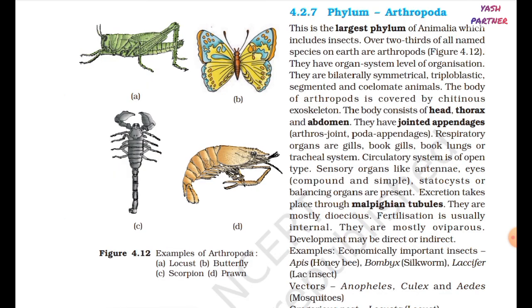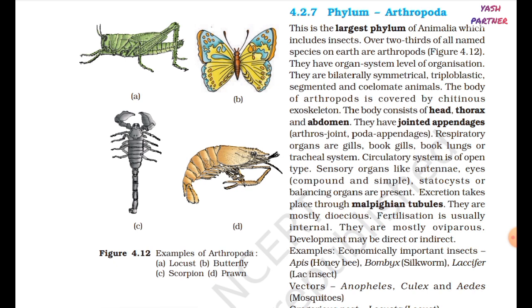4.2.7 Phylum Arthropoda. This is the largest phylum of Animalia, which includes insects. Over two-thirds of all named species on Earth are arthropods, figure 4.12. They have organ system level of organization. They are bilaterally symmetrical, triploblastic, segmented, and coelomate animals. The body of arthropods is covered by chitinous exoskeleton. The body consists of head, thorax, and abdomen.